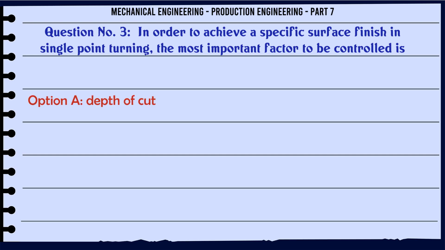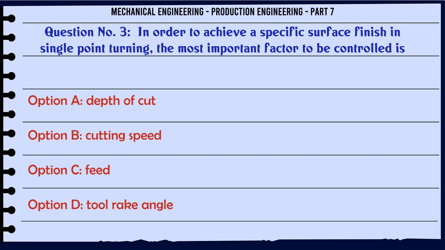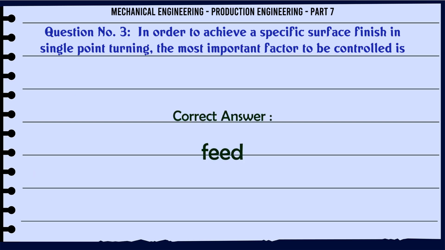In order to achieve a specific surface finish in single point turning, the most important factor to be controlled is A) depth of cut, B) cutting speed, C) feed, D) tool rake angle. The correct answer is feed.